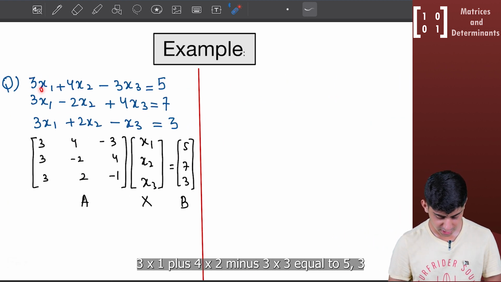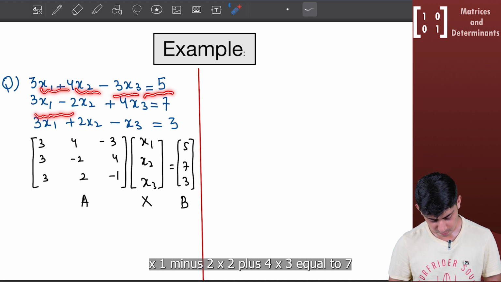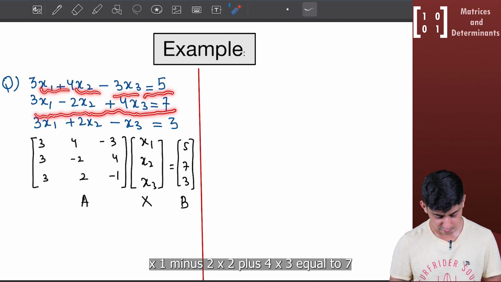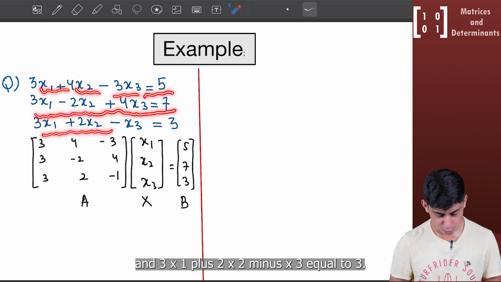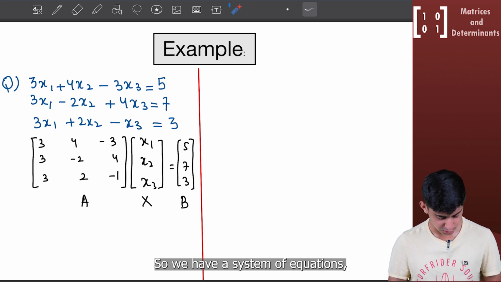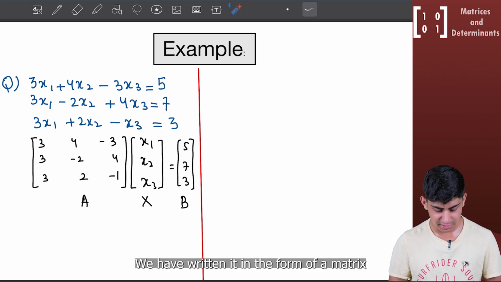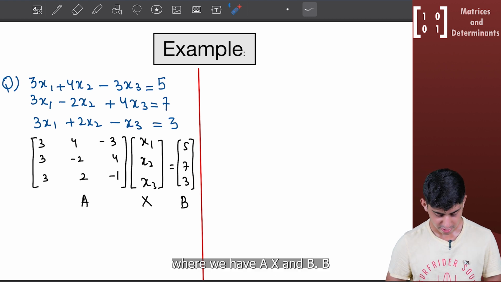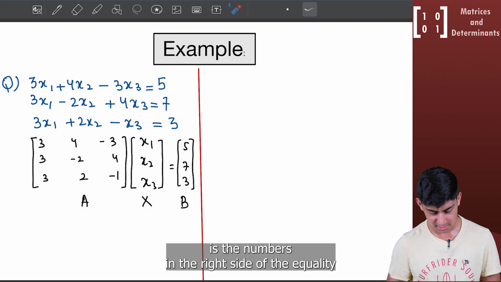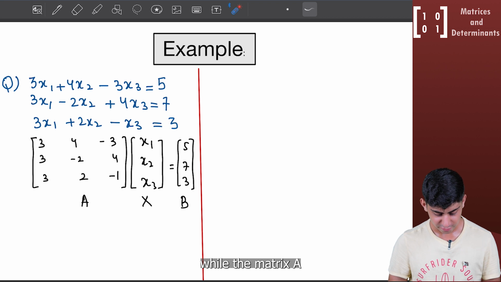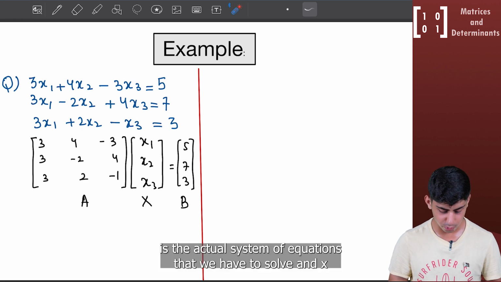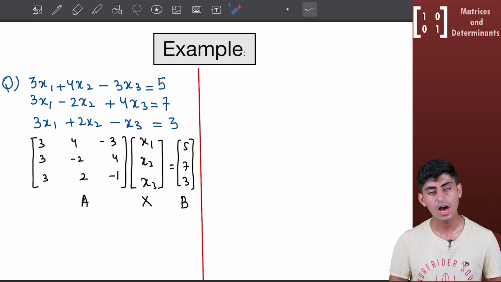So we have 3x1 + 4x2 - 3x3 = 5, 3x1 - 2x2 + 4x3 = 7, and 3x1 + 2x2 - x3 = 3. So we have a system of equations. We have written it in the form of a matrix where we have A, X, and B. B is the numbers on the right side of the equality, while the matrix A is the actual system of equations that we have to solve, and X are the unknowns.